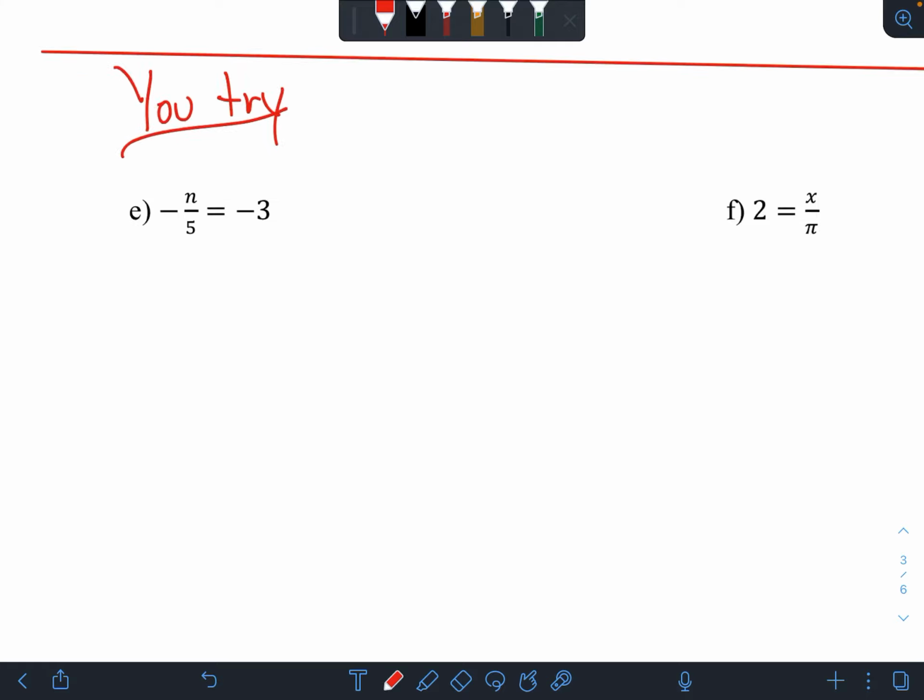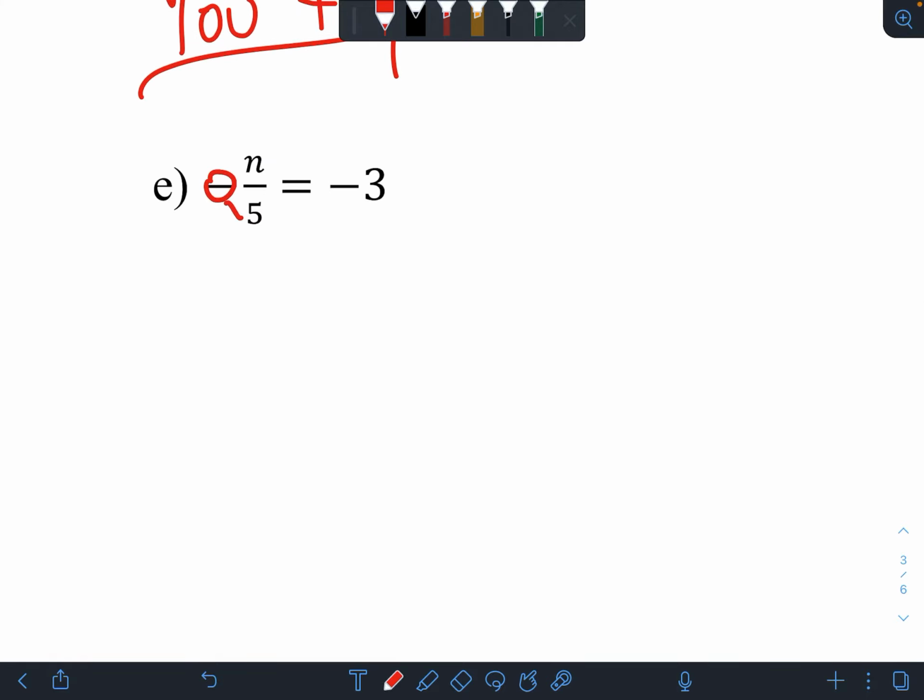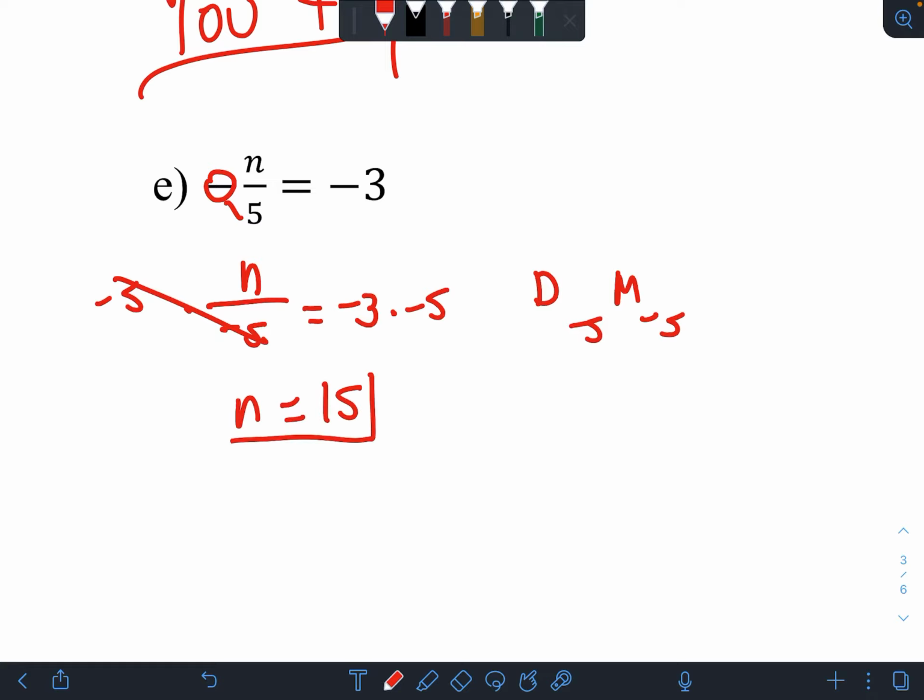So in letter E, we're going to do what we said. We're going to take the negative, we're going to attach it to the bottom. This will be n over -5 is equal to -3. Since I divide by -5, the opposite is to multiply by -5. So if I multiply by -5 on both sides, the 5's cancel, and we have positive 15 for our answer.